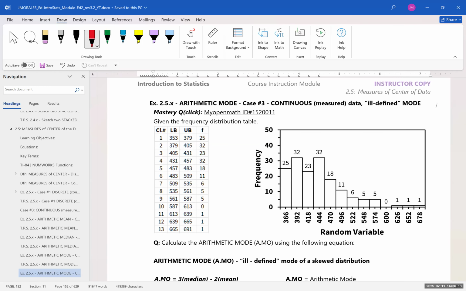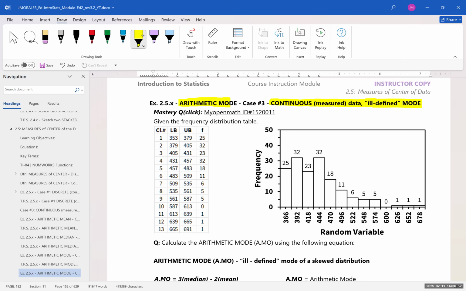All right. So at first glance, this might look like an identical video to the one that I have done previously, where we're calculating the arithmetic mode. But how this is different from the previous instruction is that we're calculating the arithmetic mode, that's true, of continuous data. But now we're looking at what is called an ill-defined mode.